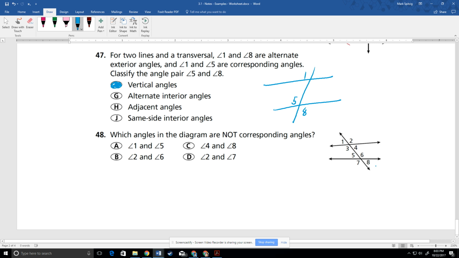All right, which angles in the diagram are not corresponding angles? Well, we have 1 and 5 are, 2 and 6 are, 4 and 8 are, 2 and 7 are alternate exterior, and so they're not corresponding.